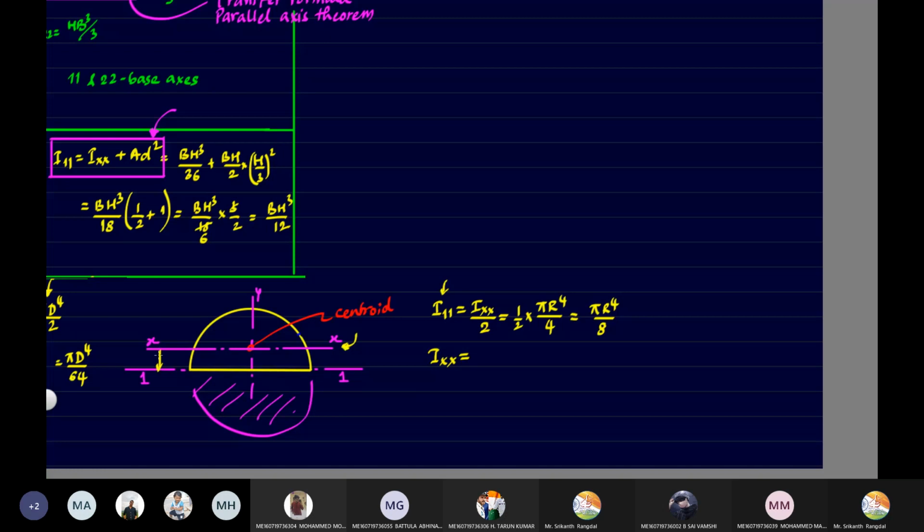How much is D here? For a semicircle, what is the value of D? In centroid, you have learnt it now. 4r by 3 pi, right? You must remember it always. Everything in mechanics is interconnected. So if you remember the first one, it's easy to connect it to the second. So the D value is 4r by 3 pi.